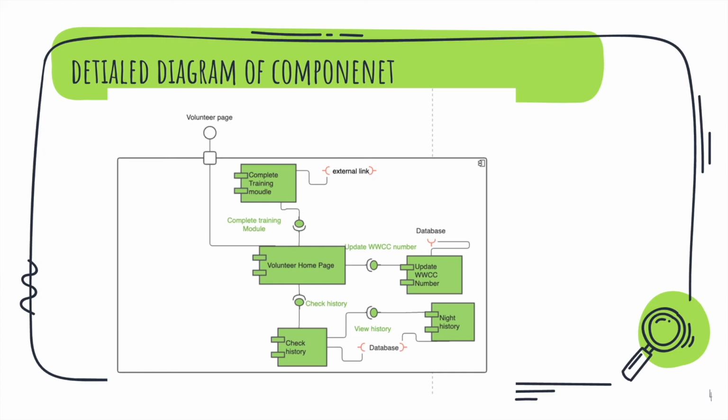For the training model, it should be linked with an external link, but it hasn't been completed yet. And for the WWCC number, it should connect with the database to confirm whether it's validated or not. And for the history, it also needs to get the data from the database, which has also not been implemented.